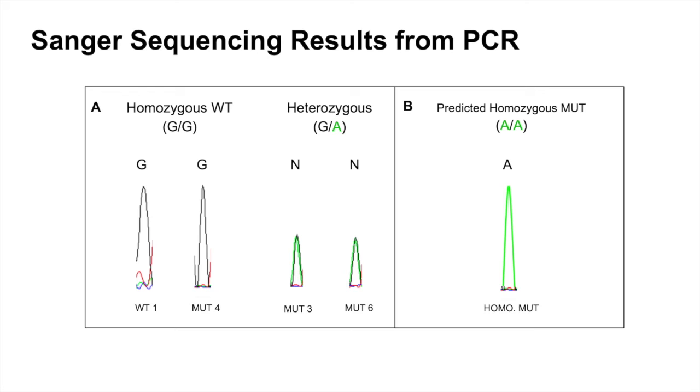We sent 4 of our plant samples off for sequencing, 1 wild type and 3 mutants. Shown on this slide are the Sanger sequencing results from PCR. Mutant 3 and mutant 6 were identified to be heterozygous mutants with the presence of G and A at the mutation locus, G being the quote-unquote wild-type allele. Wild-type 1 was found to be homozygous wild-type.